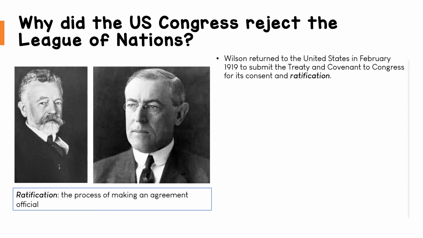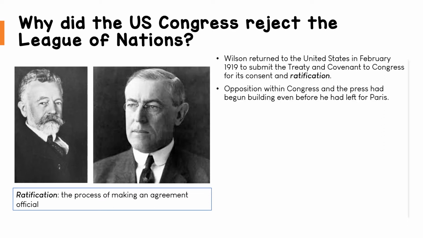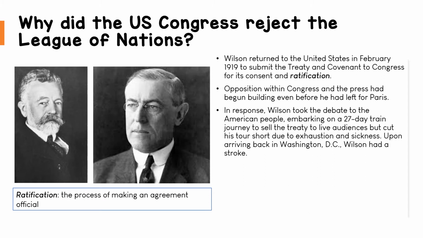Now, why did Wilson have to do this? Because by American law, any international agreement that the United States engages in has to be approved by the US Senate. So it only becomes official after the United States Senate votes and approves it. But opposition within Congress and also the American press had already begun building against the Treaty of Versailles and against the Covenant of the League of Nations, even before Wilson had left for Paris. And this was also a problem.